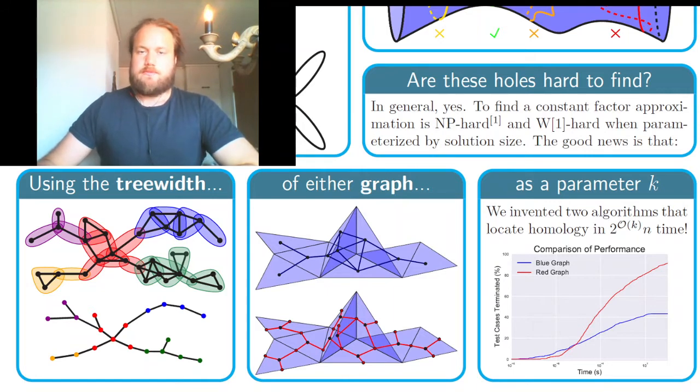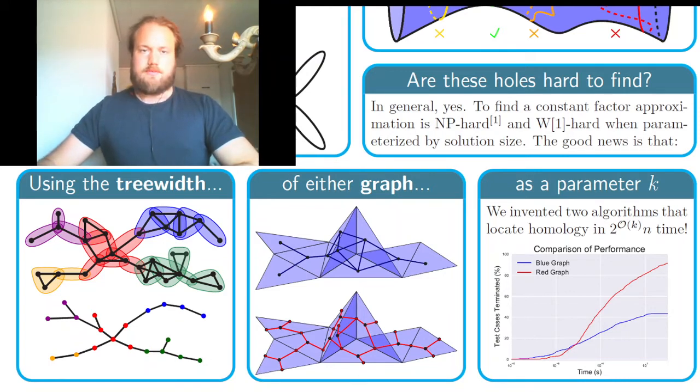Both algorithms have a guaranteed runtime of 2 to the O of k times n, where n is the input size of the problem and k is the tree width of one of the graphs we just discussed. You can see how their implementation performed compared to one another in the plot here to the right, and it should be clear that the algorithm based on the red graph was much more efficient than the blue graph, at least on test cases where the problem wasn't solved immediately.